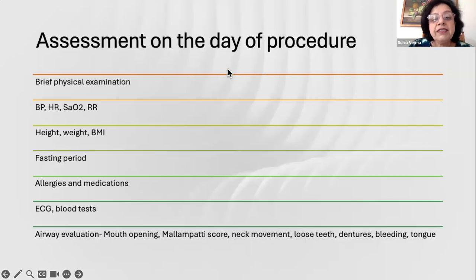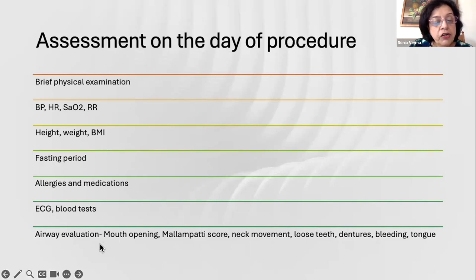There should be some assessment done on the day of the procedure, like a brief physical examination: blood pressure, heart rate, saturation, and respiratory rate, to get the baseline with the patient breathing air. So you need to know these before you start the procedure. The height, weight, and BMI of the patient, how long the patient has been fasting, and what the allergies and medications are. In the elderly, we encourage them to do a pre-op ECG, and a blood test if needed for the procedure.